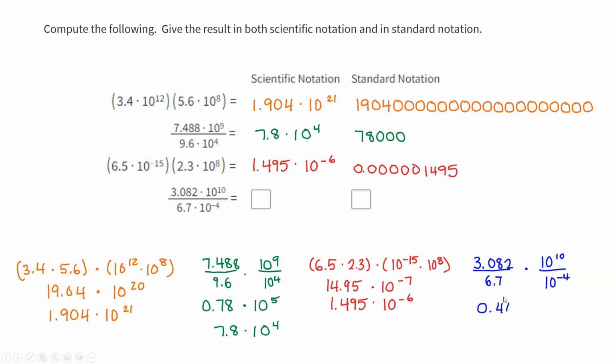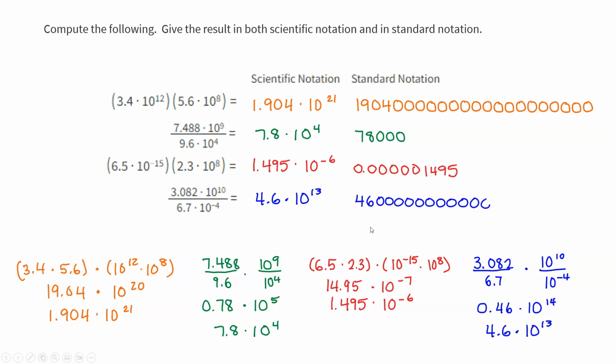3.082 divided by 6.7 is 0.46. 10 to the 10th divided by 10 to the negative 4th, you would do 10 minus a negative 4, which gives you 10 to the 14th. This is a number here, but it's not scientific notation. So this needs to move one more space to the right, and that's going to make you need to subtract 1 from the exponent. So you're going to have 4.6 times 10 to the 13th, which is what it is in scientific notation. And then to write it in standard notation, you move it one space to the right, and then you're going to need 12 more zeros to move the additional 12 spaces. So you're going to have 4, 6, and then 12 zeros following it.